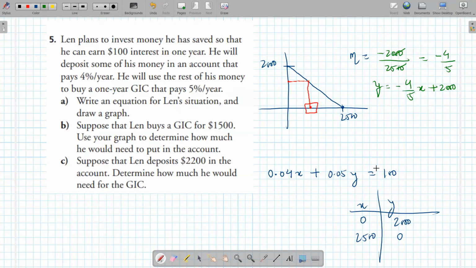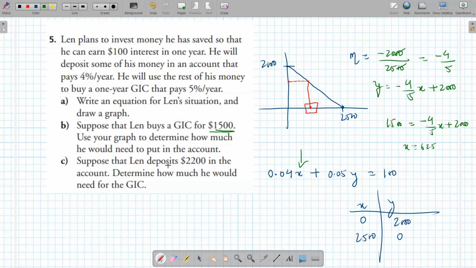We can do this using any of the equations. So if he puts 1500 in the GIC, we're gonna find out how much he needs to put in the savings account. Again, a linear equation, very simple. Subtract 2000 and divide by -4/5. That's -500 divided by -4/5. The answer is 625, okay? So if he puts 1500 in there, he needs to put 625 into the X.